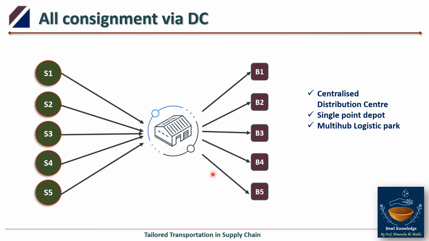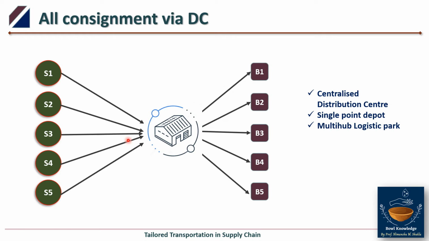Now here there are two options, as we discussed earlier, that this distribution center can have a storage facility like a warehouse. So this distribution center can be a warehouse where product will come from the supplier, it will be stored for some days or some weeks, and then it will be delivered to the buyer.